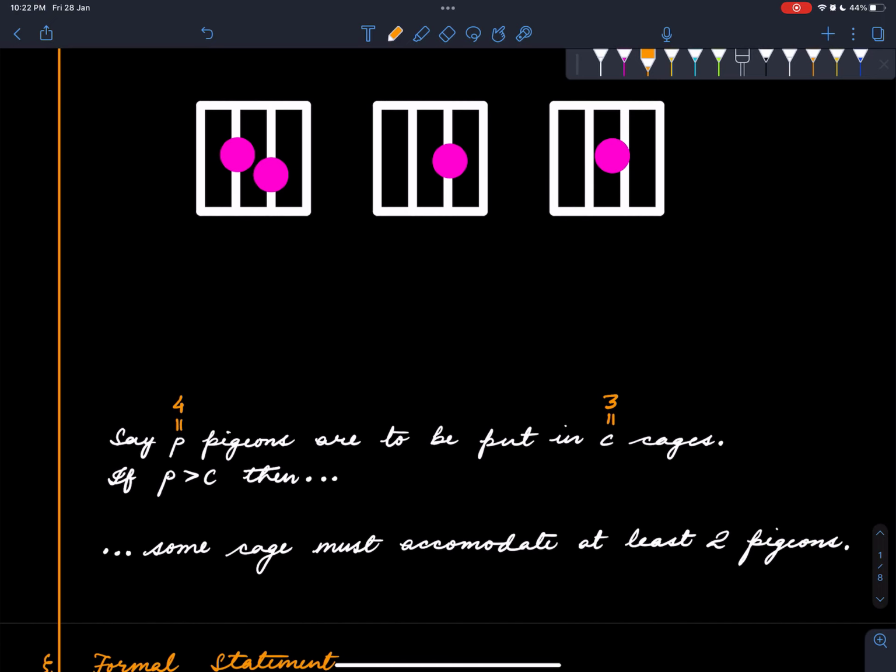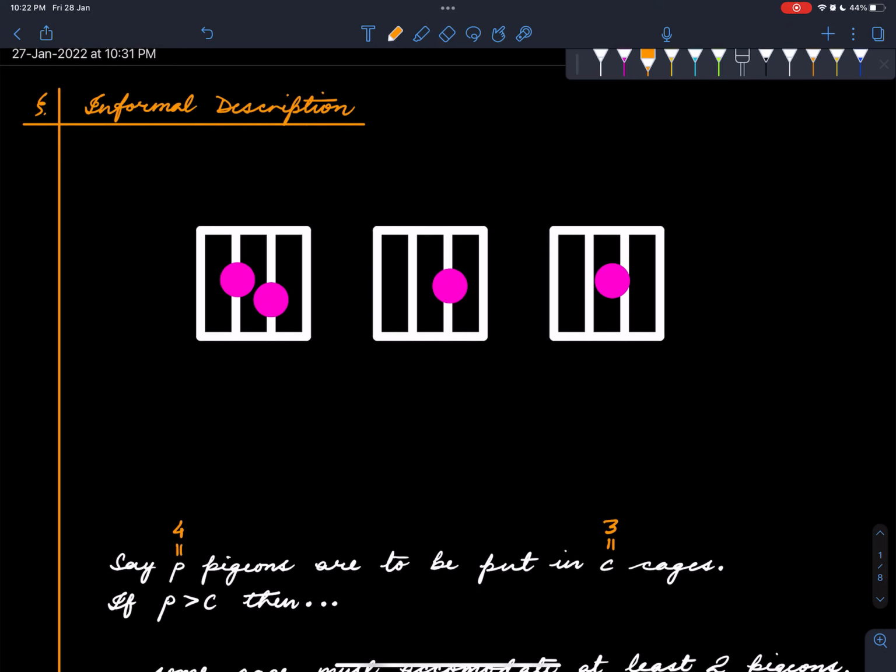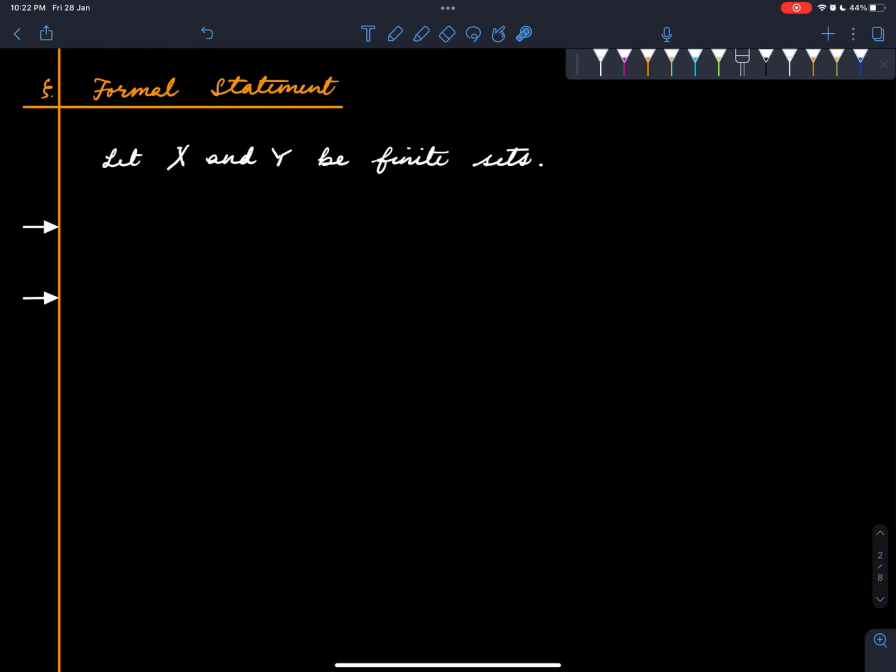Alright, so this was an informal statement. What is informal about it is cages and pigeons, because cages and pigeons are not mathematical objects. So to be very nitpicky, I would like to get into a formal description of the same.